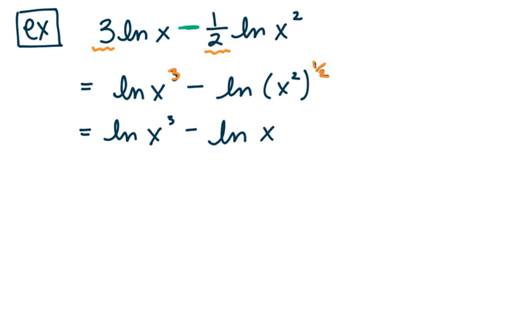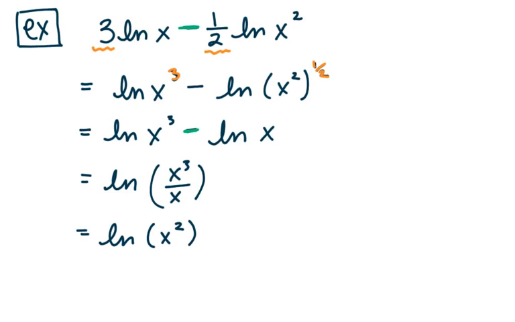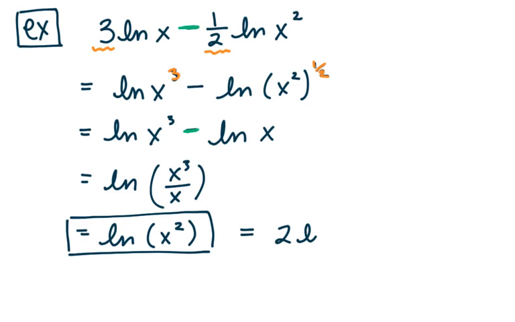So now that I have a single logarithm minus a single logarithm, I can condense this, and this gives me the natural log of x cubed over x. And that argument, of course, reduces. I have the natural log of x squared, which is now a single logarithm. So we're going to stop there. This is equal to 2 natural log of x, but the directions said express as a single logarithm. So I don't want that 2 in the front.